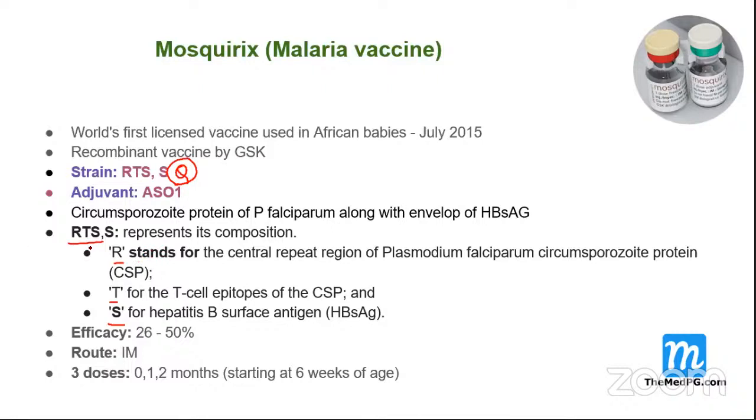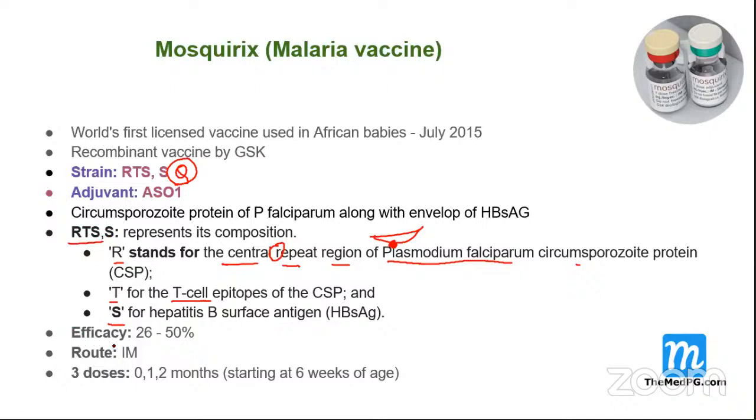In this, R stands for the central repeat region of the Plasmodium falciparum circumsporozoite protein. That is the repeat, the central area of the sporozoite. That area has been repeatedly cloned and that particular part has been taken. T stands for the T cell epitope of this circumsporozoite protein, and S stands for the surface antigen of hepatitis B. So this is the full form of RTS.